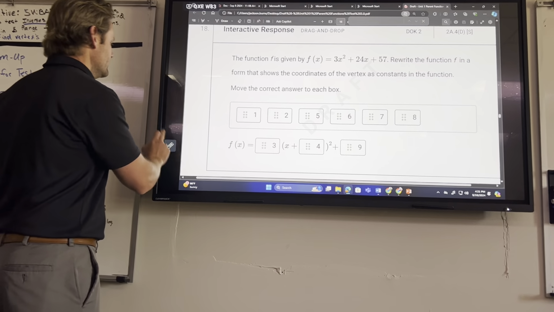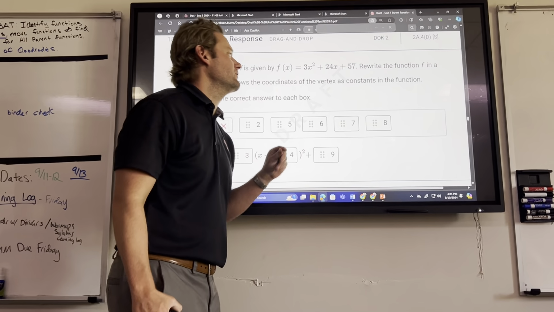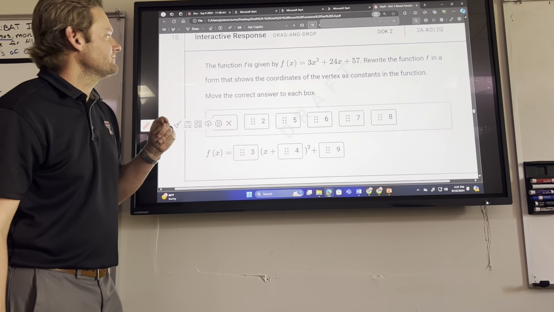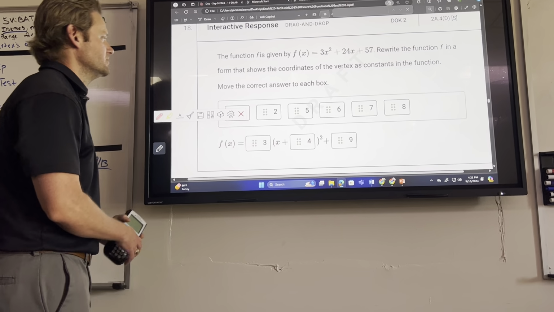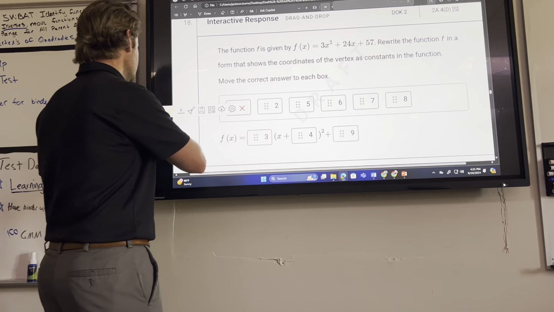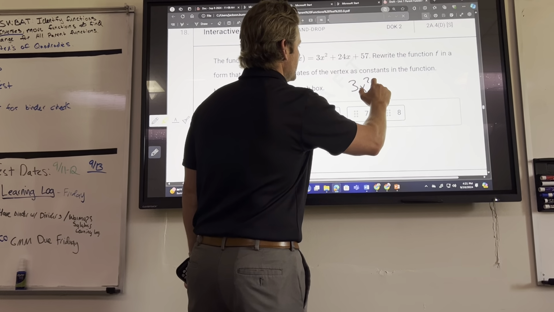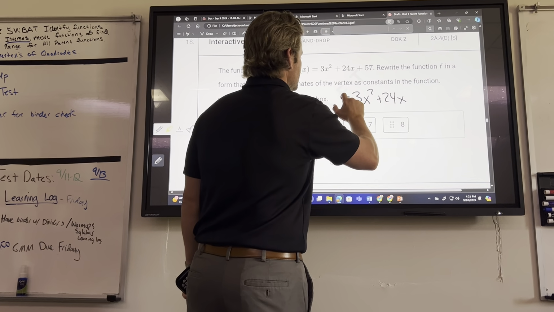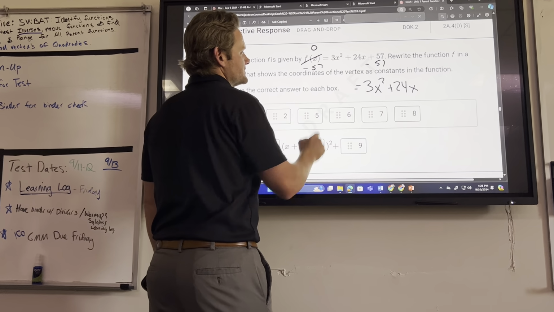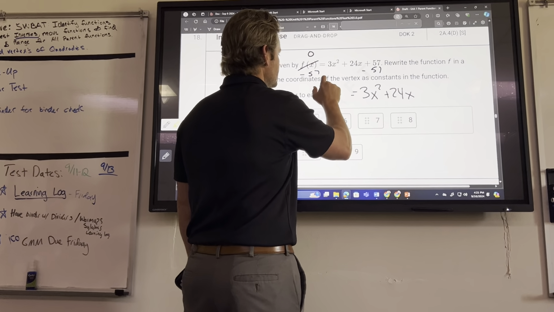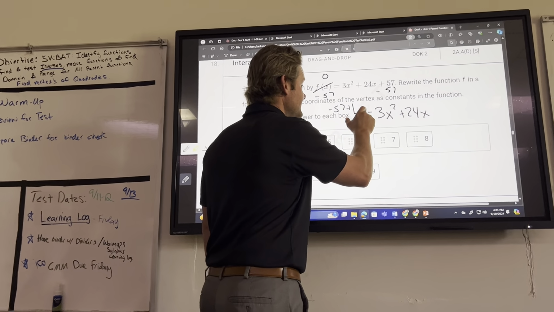All right, here's a tough one. Let's work on this one. The function f is given by the equation 3x squared plus 24x plus 57. Rewrite the function f in a form that shows the coordinates of the vertex as constants in the function. Move the correct answer into the box. In other words, complete the square. So 3x squared plus 24x, right? I'm gonna move this 57 over. I'm gonna say there's a 0. So I'm gonna move this 57 over here. This is completing the square.